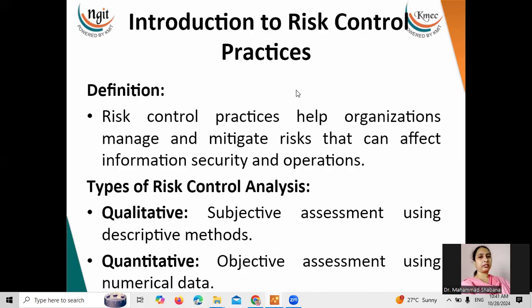Introduction to risk control practices. Let's begin by understanding what risk control practices are. These practices help organizations manage and mitigate risks, especially those that can affect information security and operations. Now, risk assessment is effectively done in two ways: qualitative, which is more subjective, and quantitative, which is more data driven.